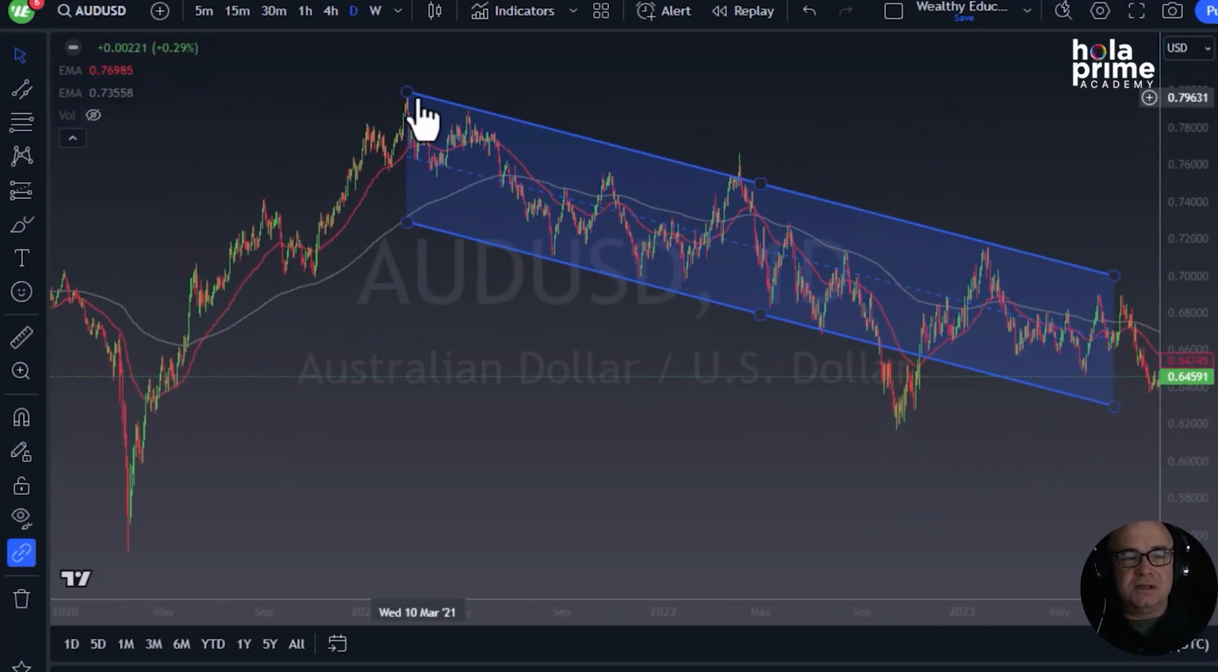And notice we started to form the trend line here, and every time we got to the middle, we saw a little bit of a reaction. And then once we get to the bottom in this downtrend, we saw a bounce.